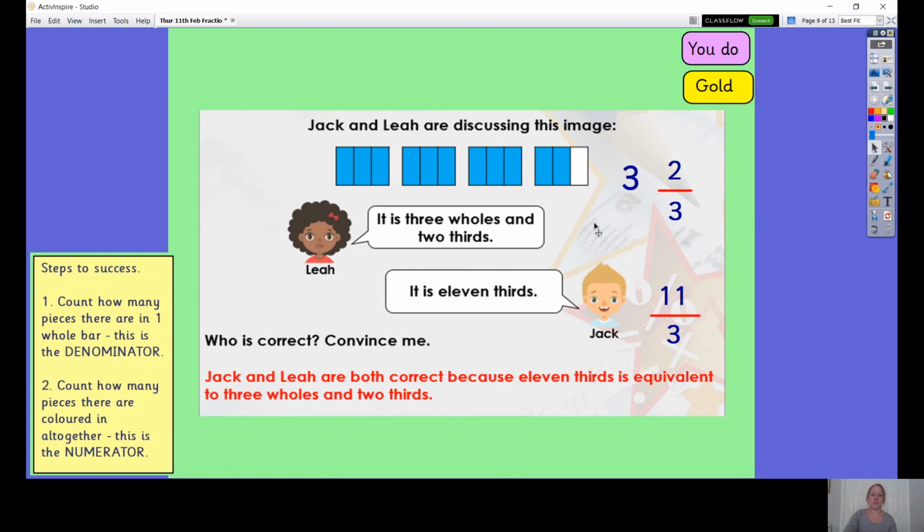There we go. So what Leah has done is she's written it as a mixed number fraction. Do you remember we said a mixed number because there is a whole number there and a fraction. So she's done it as a mixed fraction, and Jack has done it as an improper fraction, or sometimes we call it a top-heavy fraction because that number is bigger on the top than it is on the bottom. Okay, so the answer is they're both correct. That was a bit mean, wasn't it, to give you one where they were both correct.